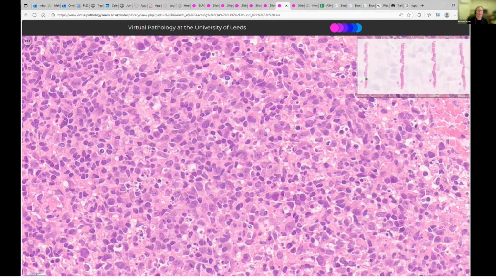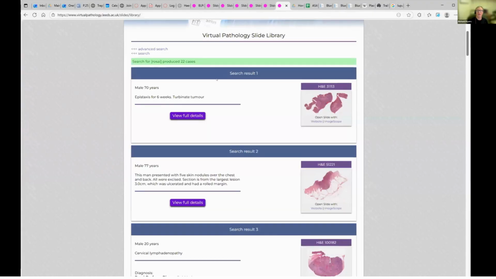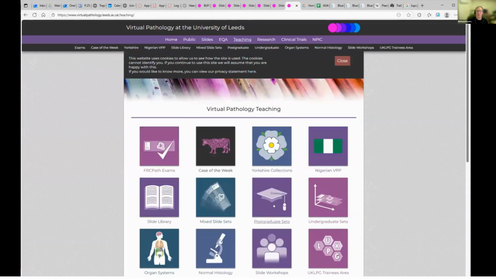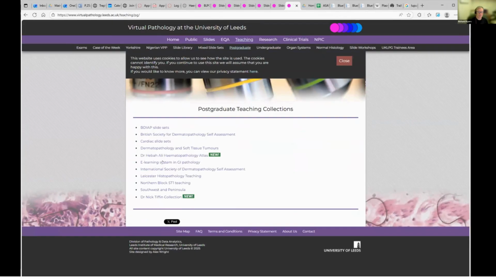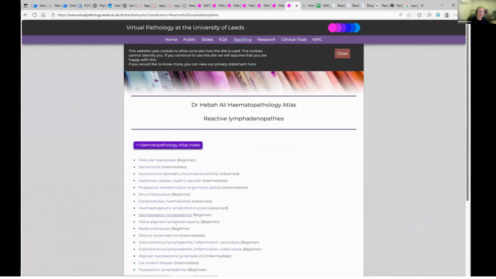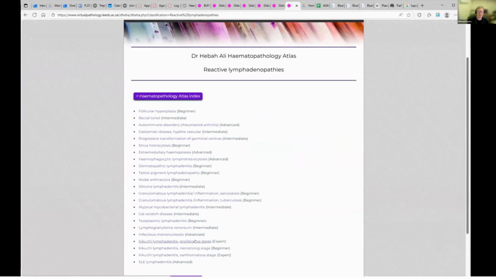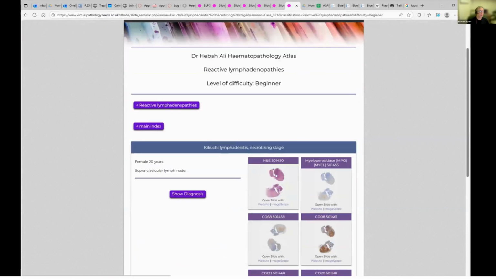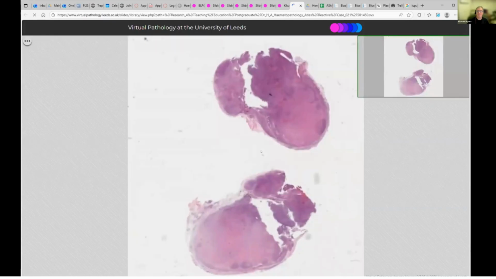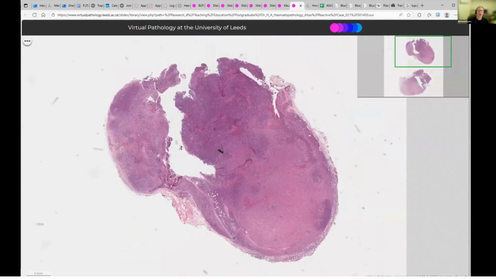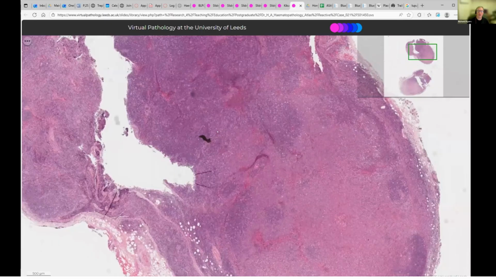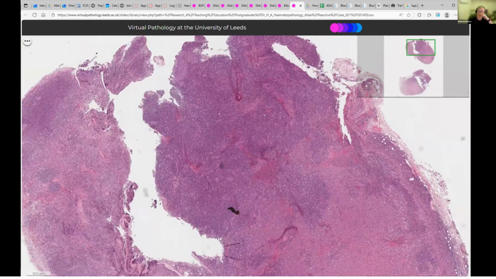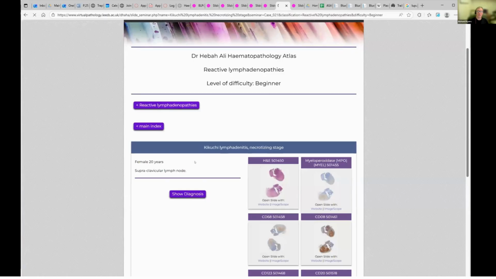We go back to her. She's got some Kikuchi's in this one, so we can have a look at another Kikuchi's. So there's another example of Kikuchi's. I mean, here we have got a few residual follicles, but like this one, most of the follicular architecture has gone. Yeah. I don't know if she's got any lupus lymphadenitis.